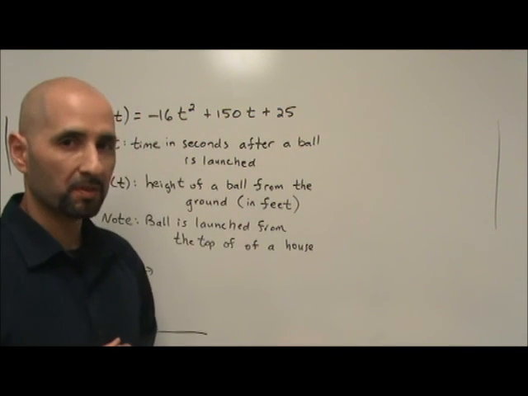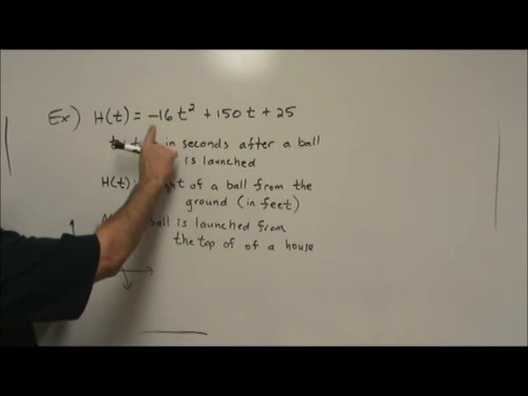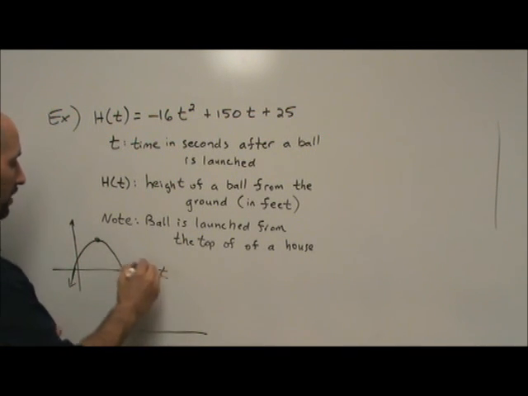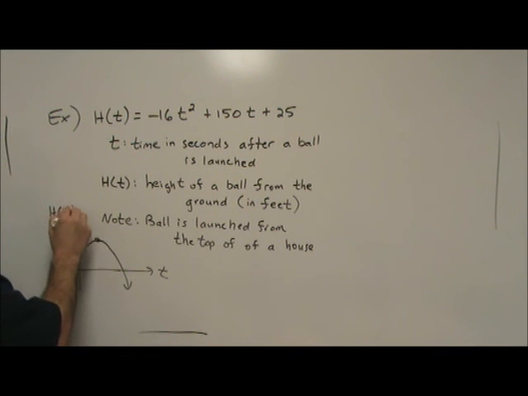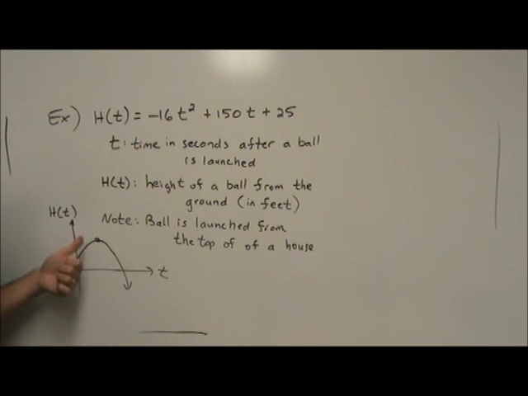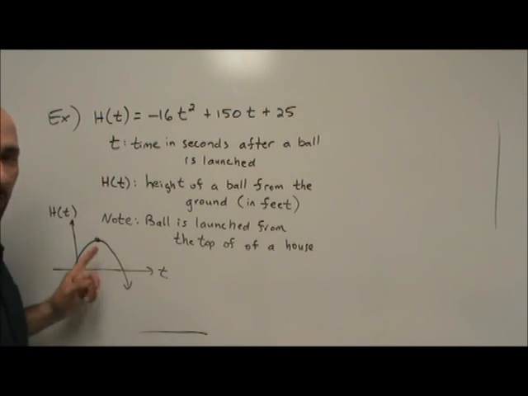So let's do this with the maximum feature. I drew a picture here of the graph. This guy is opening down. The coefficient of t squared is negative. So this is the graph. We're interested in the coordinates of that point right there, where the input is t, the output is h of t. So the inputs are the time in seconds. The output values represent heights of the ball. So here's the idea. We'll use our maximum feature.